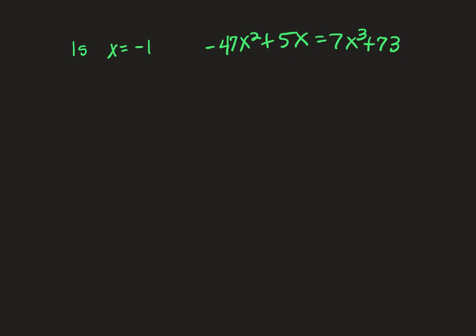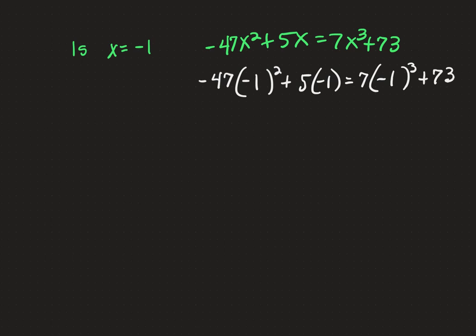Because to determine if this is a solution to that equation, all we have to do is start substituting negative 1 everywhere we see an x. So in place of that x squared, it will be negative 1 squared plus 5 times negative 1 equals 7 times, we're going to cube negative 1, plus 73. All right, so this gives us negative 47 times 1 minus 5 equals negative 1 cubed is a negative 1 times 7 is negative 7 plus 73.